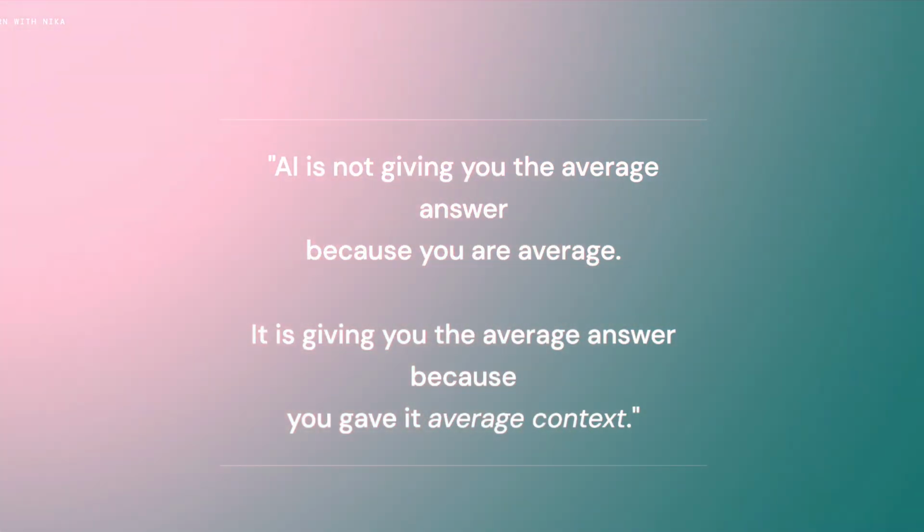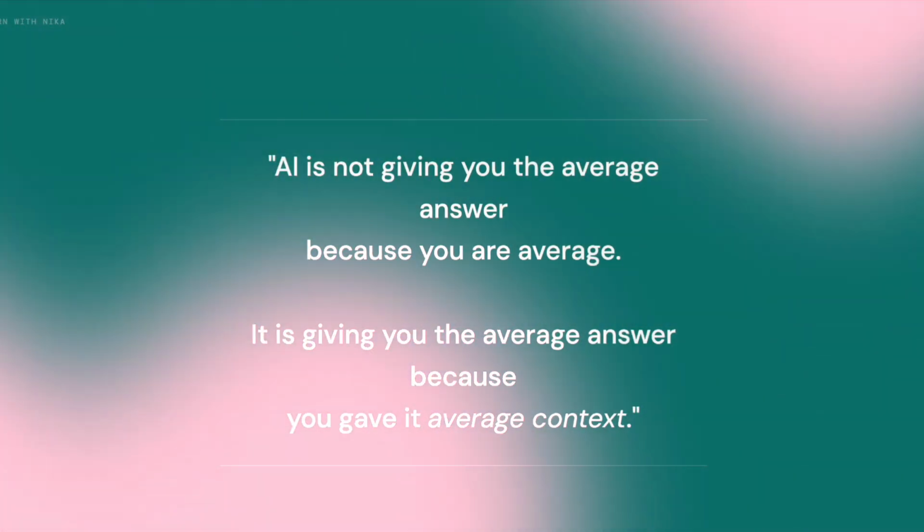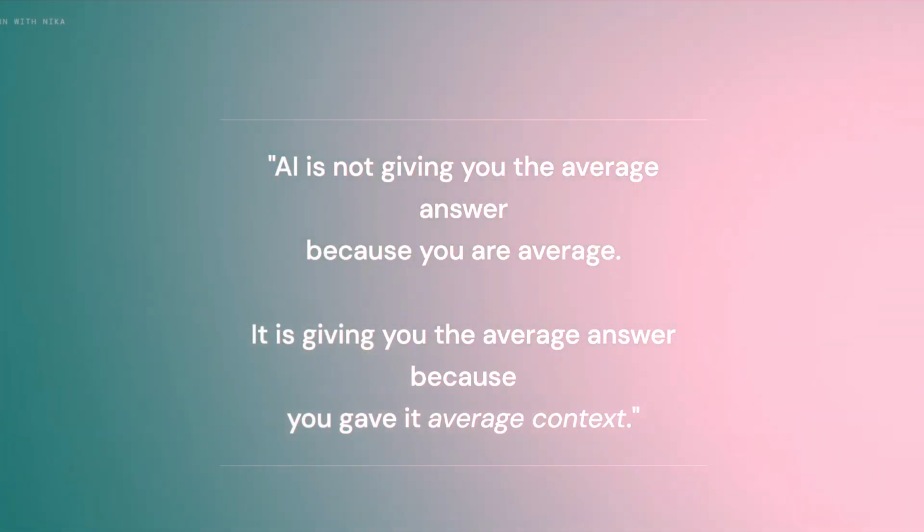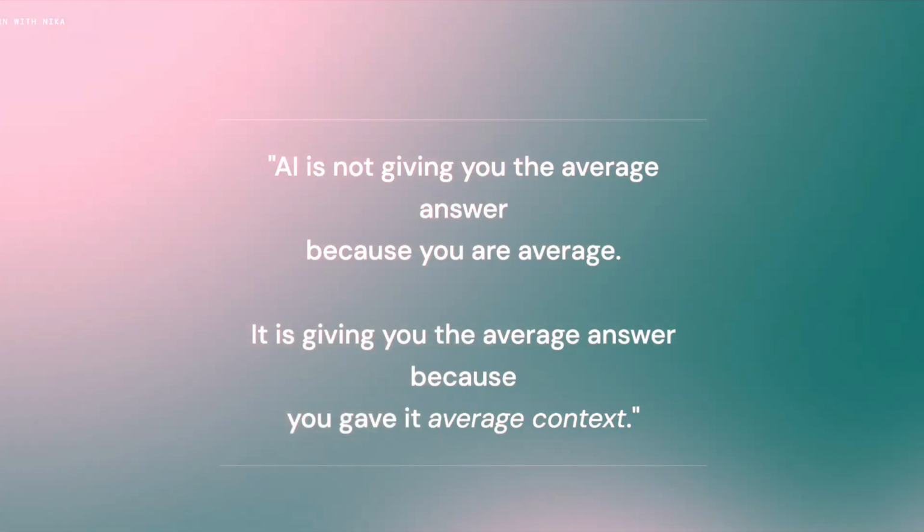AI is not giving you an average answer because you are an average person. AI is giving you an average answer because you gave it average context. That is a problem. And the good thing is that it is entirely fixable.